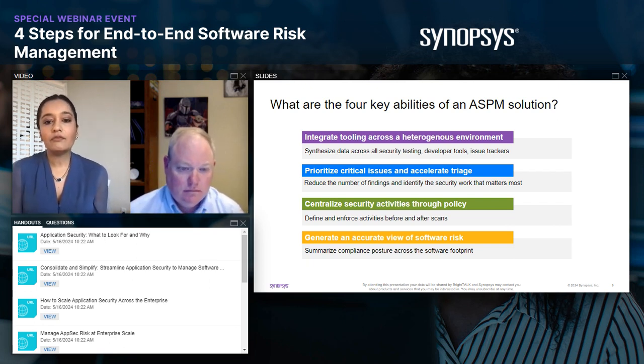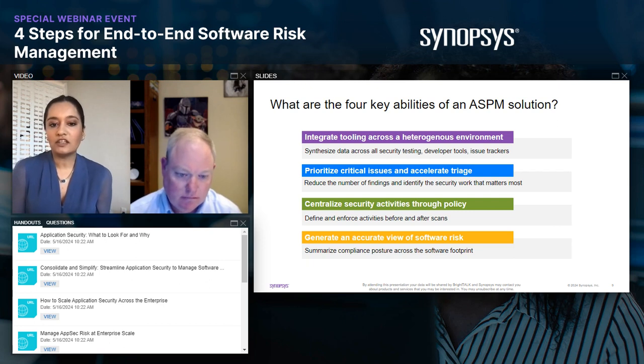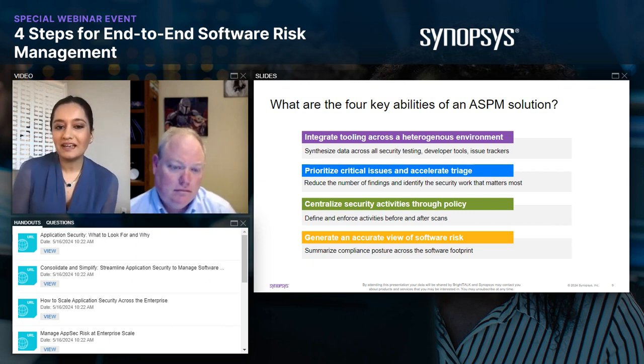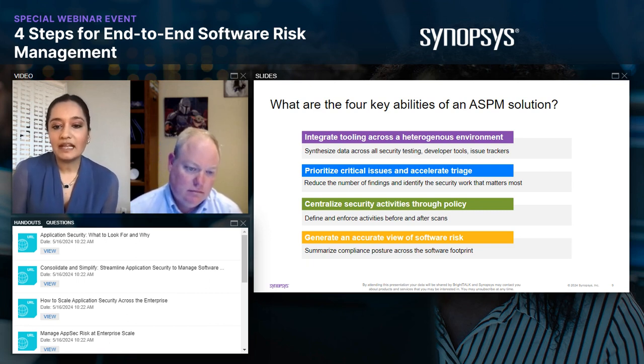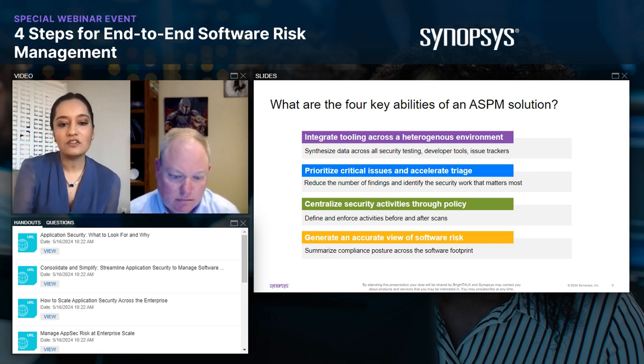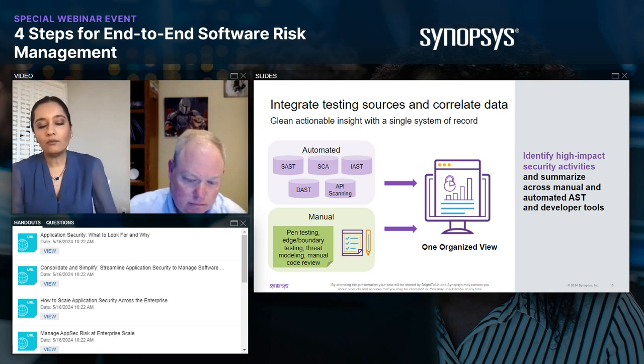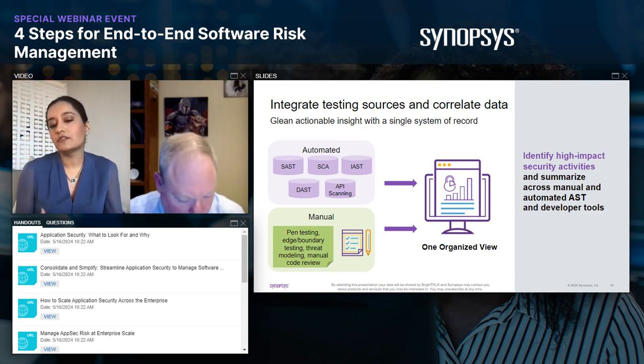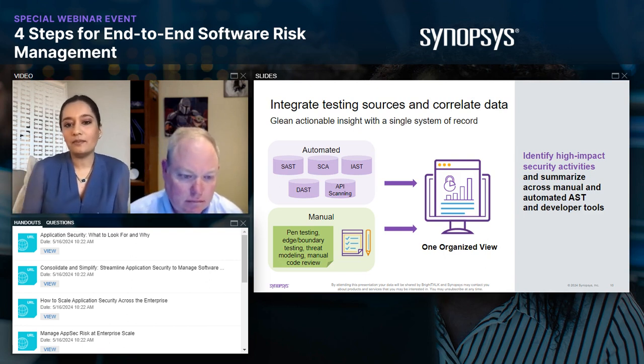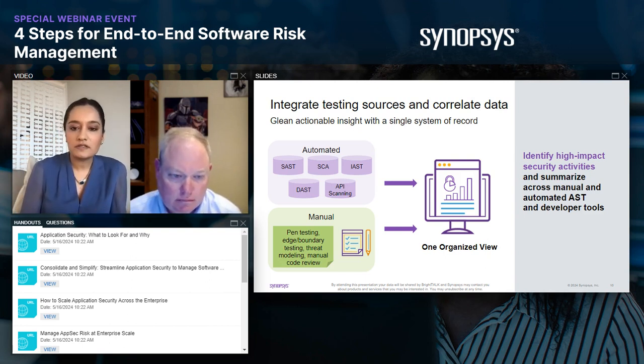And then all of the work that you've put into defining workflows and centralizing a lot of this data in an effective way is going to give you an accurate view of software risk, and really let you understand the risk footprint across your software. So with that, let's go into the first step of accomplishing ASPM, which is really being able to integrate these testing sources, to be able to correlate data across the board.